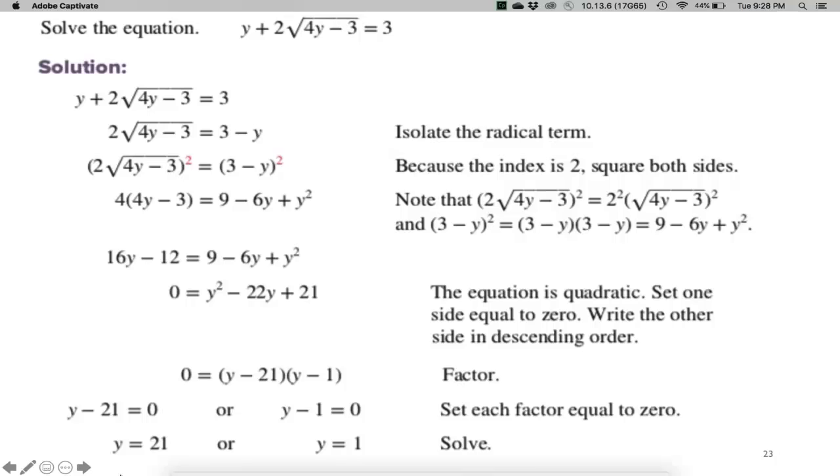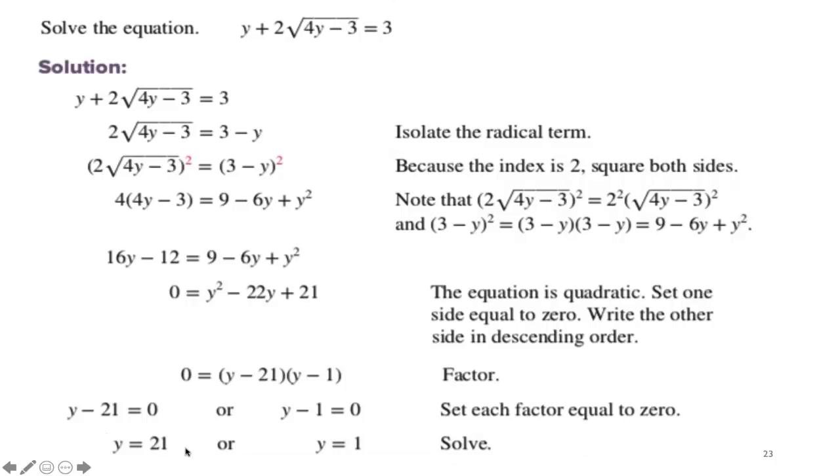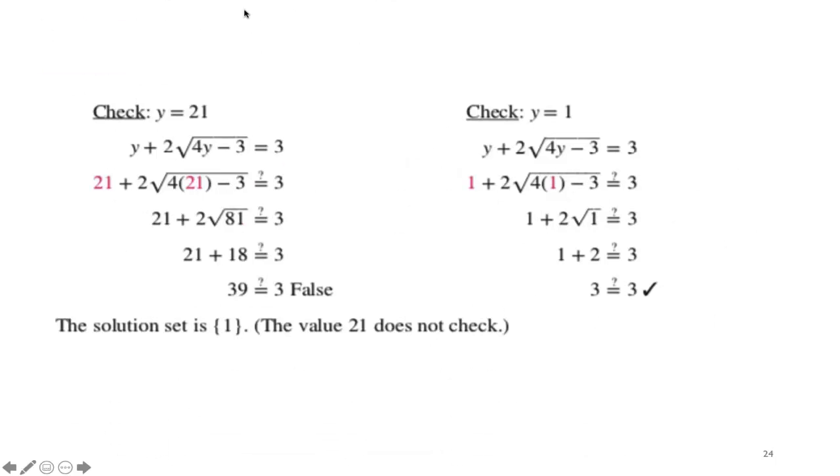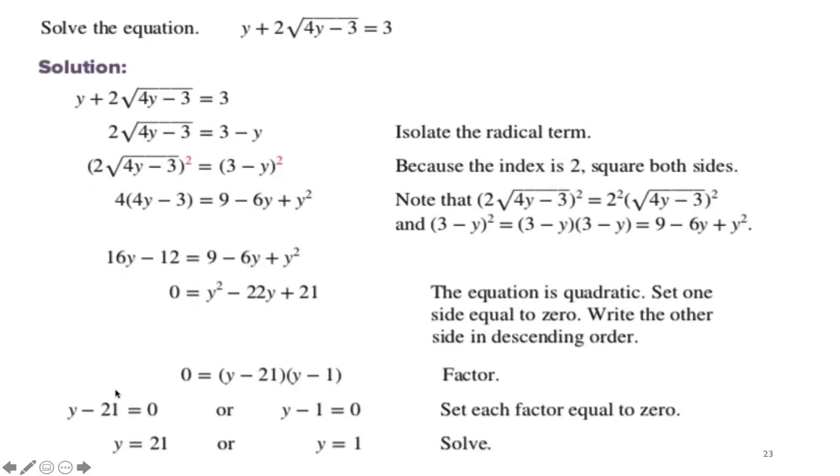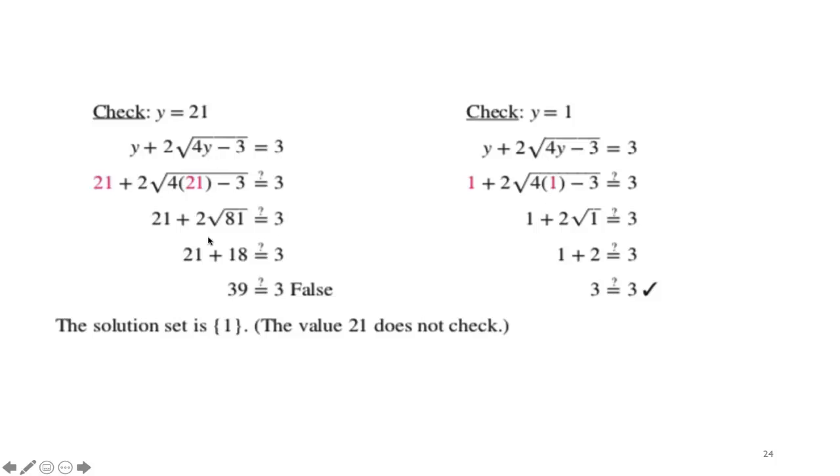Now we have to be careful that these are not extraneous solutions, so we have to plug these back into the original equation and make sure that it checks out. For example, when you plug in 21, which is the one we got, we get an equation that's not true. So this is false, therefore 21 is not a solution, it's an extraneous solution. But when I plug in 1, it does check out, so 1 is the only solution. So again, it's important to see that sometimes we might get a solution that is extraneous.